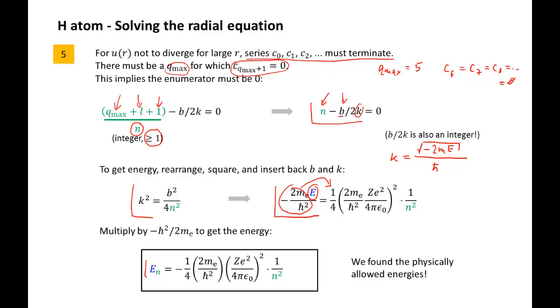The energy is quantized. It can only have specific values: minus 1/4 of 2me over h bar squared times the square of Ze squared over 4 pi epsilon 0, times 1 over n squared. We finally found the physically allowed energies. Only if E has one of these values will the wave function be normalized.